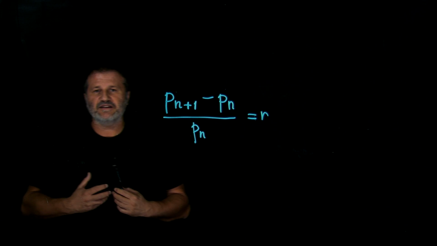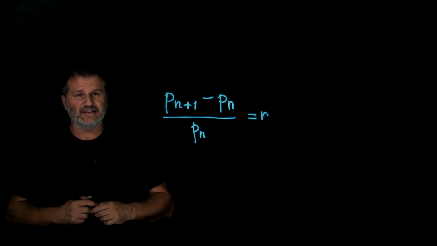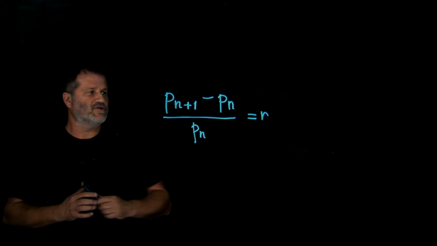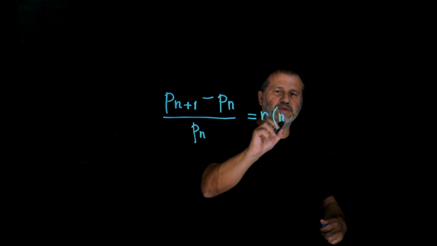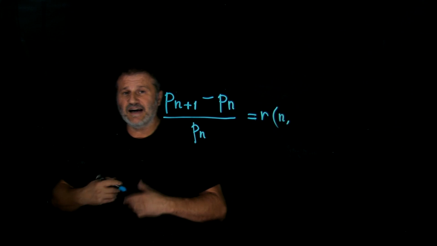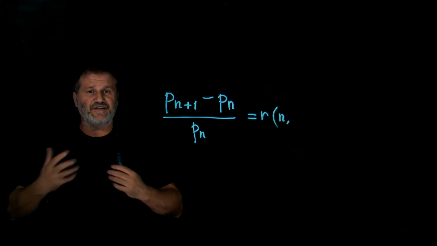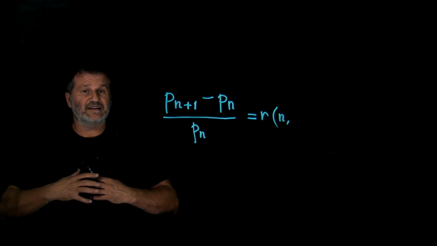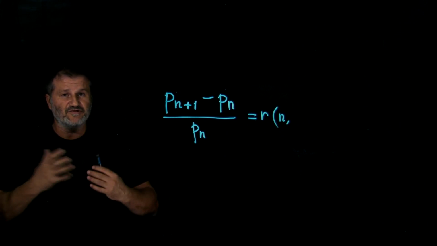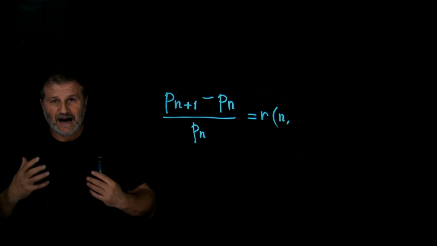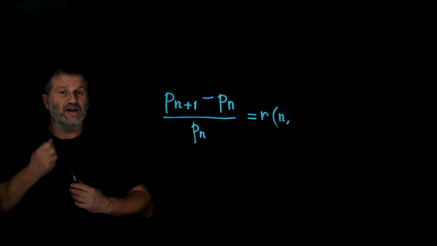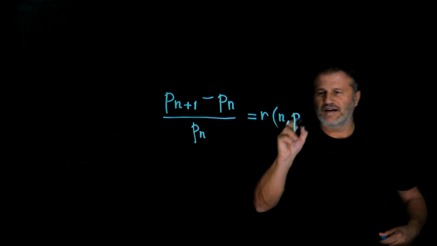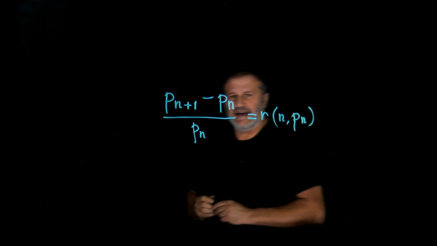For example, a pandemic is an event that happens at a certain time independently of the size of the population. So that's why we should have that R depends on n, and the size of the population itself should affect R, because a larger population will mean that if the food is the same, there will be less food for everyone, so it will be harder to survive, and therefore the growth rate will be smaller. So we may expect that this rate depends on Pn.